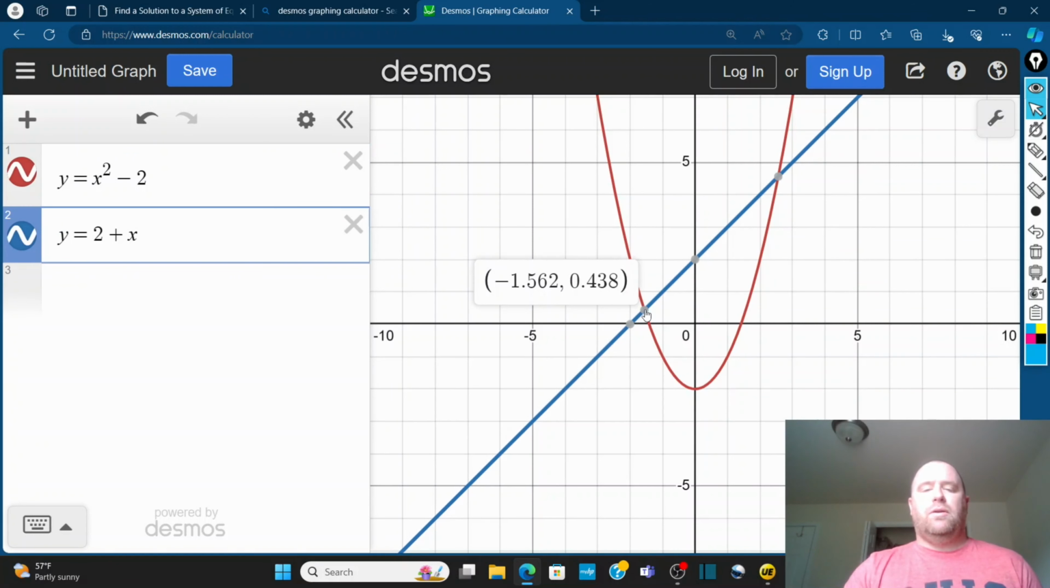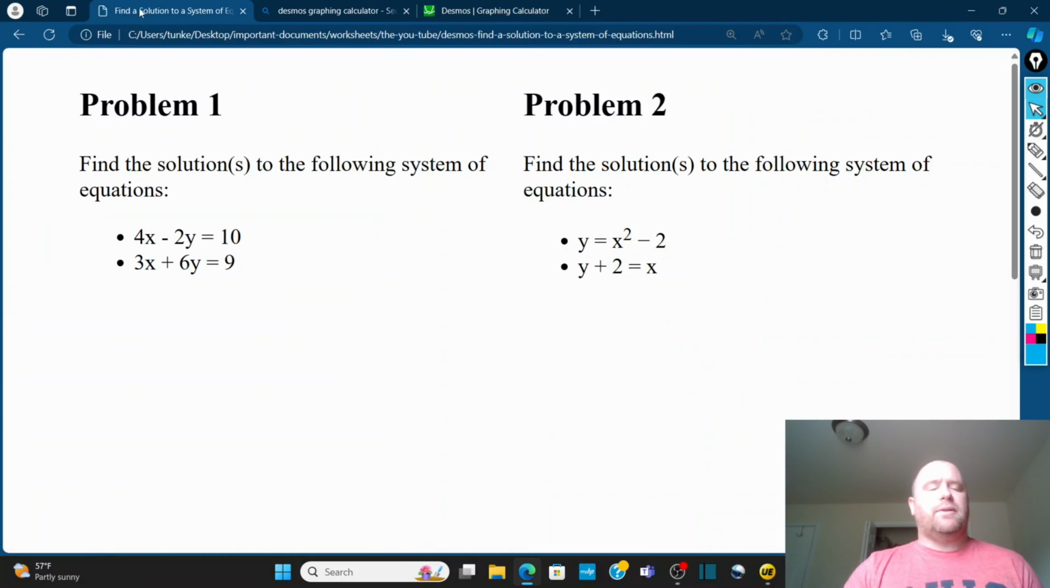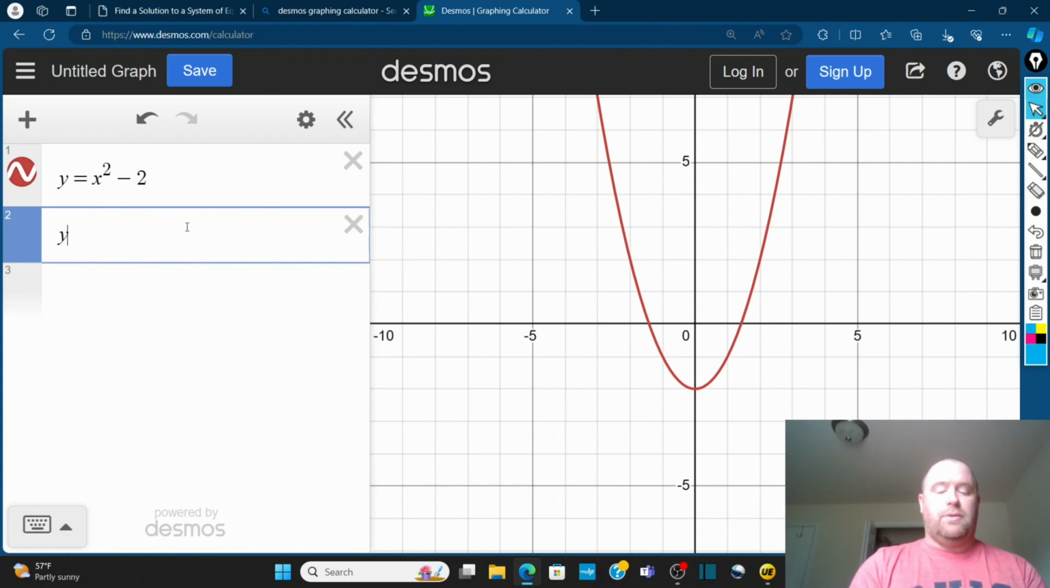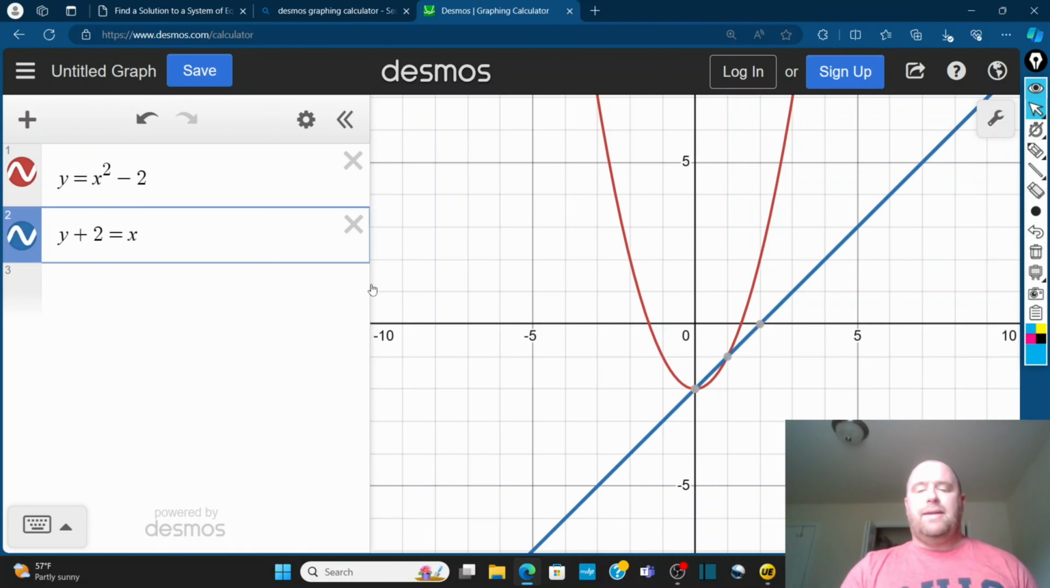Oh no, y plus 2 equals x. Sorry, I wrote it wrong. Y plus 2 equals x. Yeah, I thought I made it a little bit easier. So we have 0 and negative 2 as one solution, and 1 and negative 1 as the other.